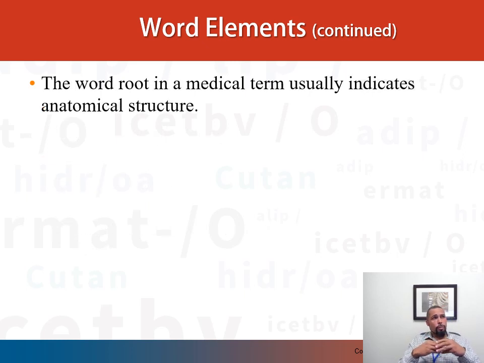Okay, the word root in a medical term usually indicates anatomical structure, meaning where in the body we are even talking about. So if we go back to the previous slide, if we could, but I'm not going to. So with laryngitis, the word root being larynx, we're talking about the neck, right? Larynx, it's already there. Larynx, okay?